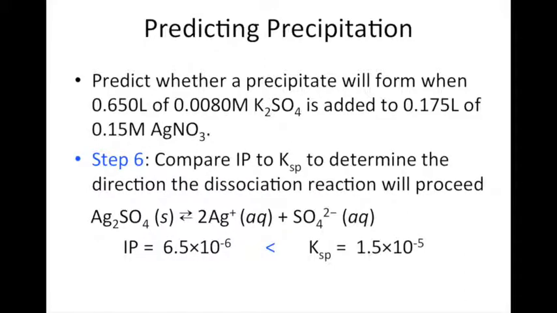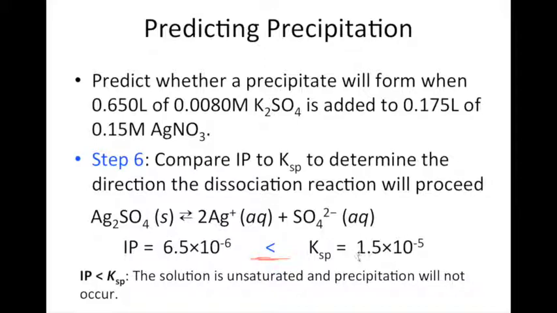So sixth, let's compare IP to our KSP. Remember, we got the KSP from our table in our textbook or from the internet. And we can see here that our IP value is less than our KSP. So our ion concentrations of silver and sulfate have not reached saturation level. They're below our KSP value. So that tells us that since IP is less than KSP, we have an unsaturated solution. Precipitation will not occur. So here we will not get any silver sulfate precipitating out of solution. So essentially no silver sulfate forms.